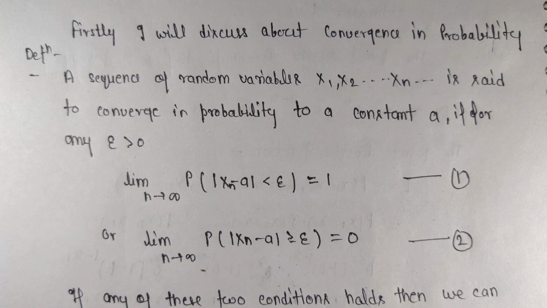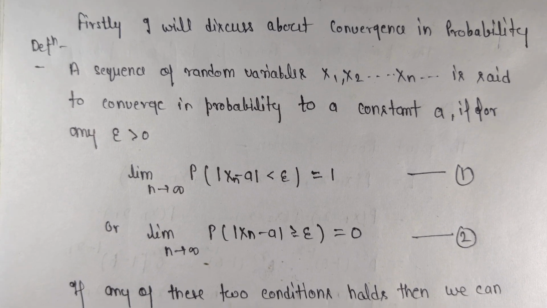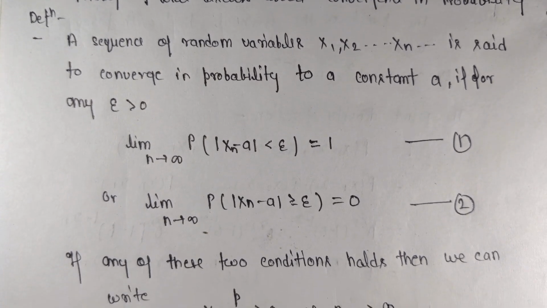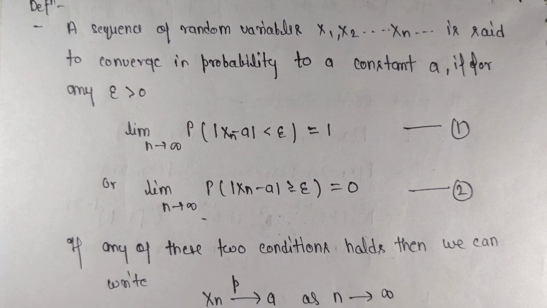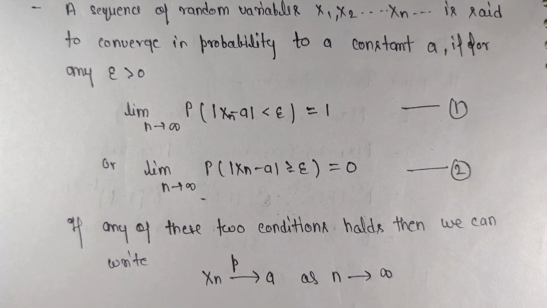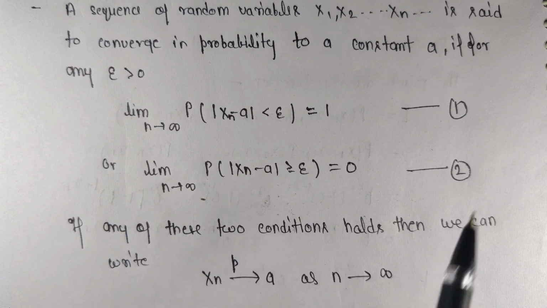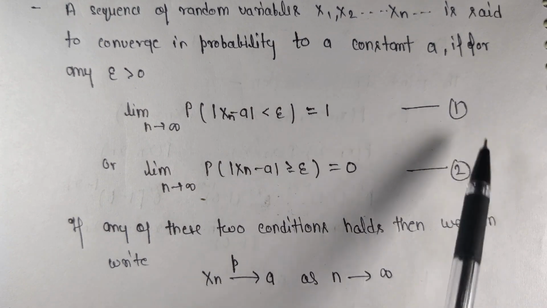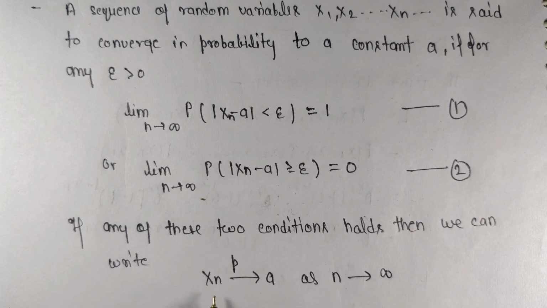If either of these two conditions holds, then we can write that xn converges in probability to a as n tends to infinity. Is it clear? That means if either of these two conditions holds, then we can conclude that xn converges to a in probability as n tends to infinity. So this is the structure, or the statement, of convergence in probability.